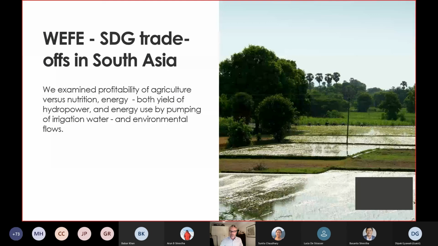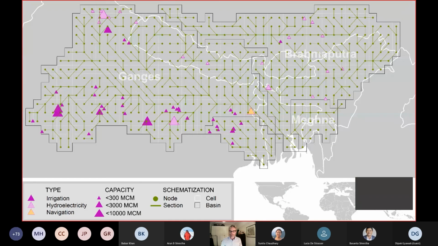And when you try to link the sustainable development goals, one aspect that becomes very important is, of course, reducing poverty. And in this case, we've looked at the profitability of agriculture, in addition to looking at trade-offs between nutrition, energy used by pumping and irrigation water, and environmental downstream flows. Just to give you an impression of the scale of the analysis, this is a prototype.